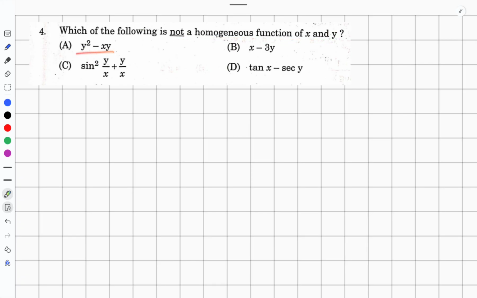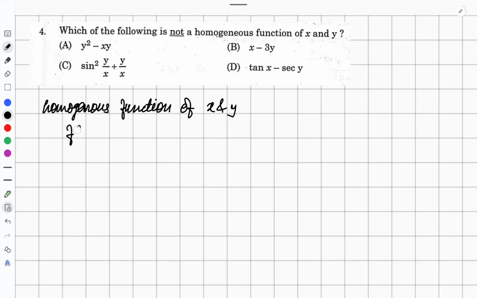So we are given 4 options: y square minus xy, x minus 3y, sin square y by x plus y by x, and tan x minus secant of y. Okay, before we go into that, let's first revise what a homogeneous function is. And this is of 2 variables, x and y.